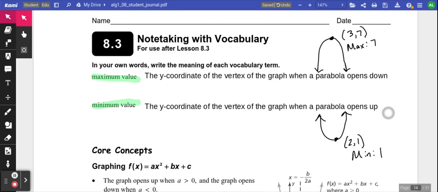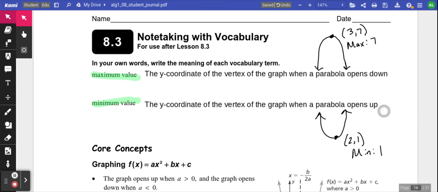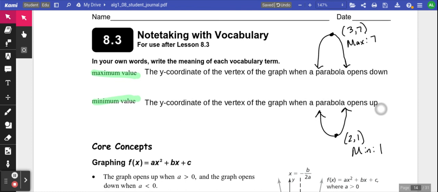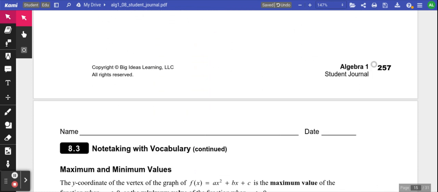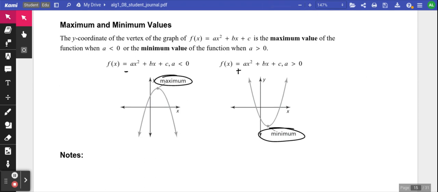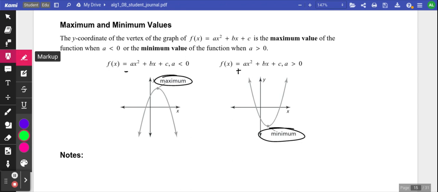It's really the same process as what we were doing when we were finding our vertex on day 1. Okay, maximum and minimum values. When you have a graph, it's obvious whether the vertex is the highest point or the lowest point.